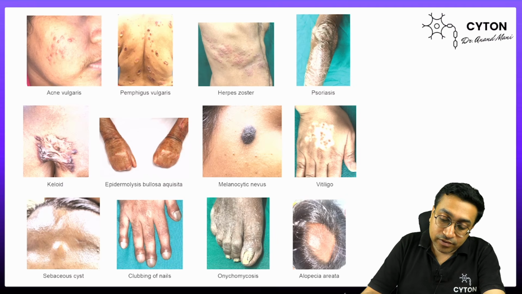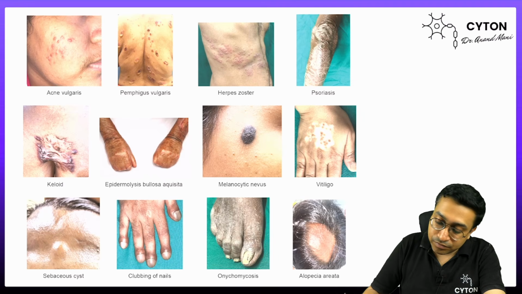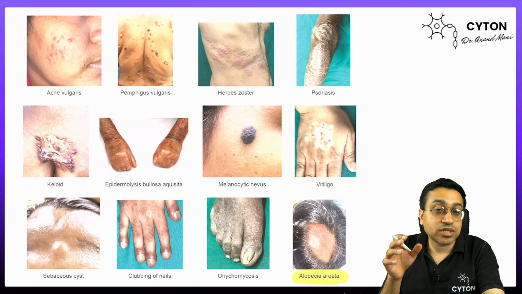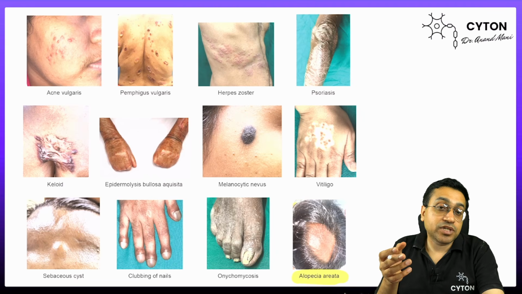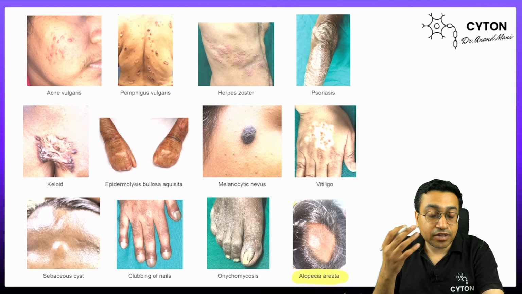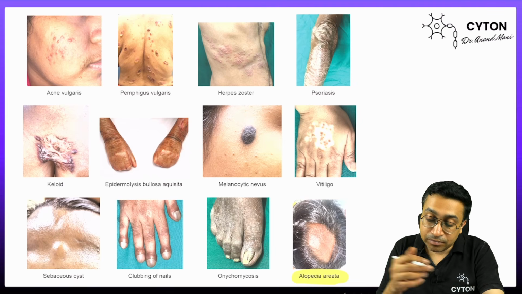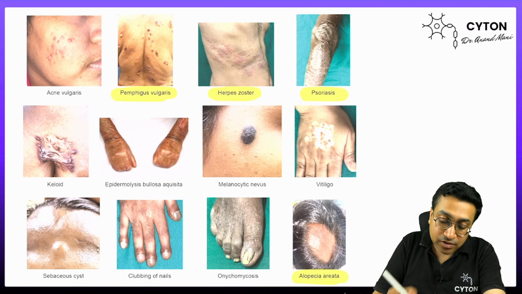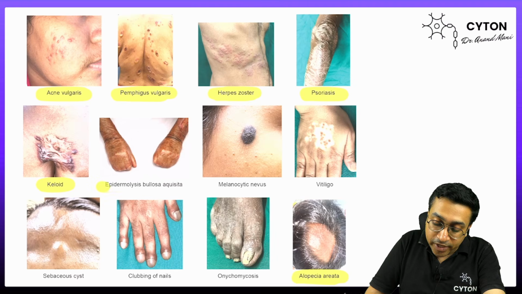So there is something known as alopecia areata. Alopecia areata, that is spot baldness, that is the hair is lost in a small area of the body. At the periphery of the area of alopecia areata, exclamation mark hairs are present. It is characteristic of alopecia areata. Then you have herpes zoster vesicles, which you can see here. Psoriasis, silvery flaky skin, pemphigus vulgaris, which we discussed in the beginning, autoimmune. Then acne vulgaris, the pimples. Then keloid scar marking, epidermolysis bullosa acquisita, melanocytic nevus.